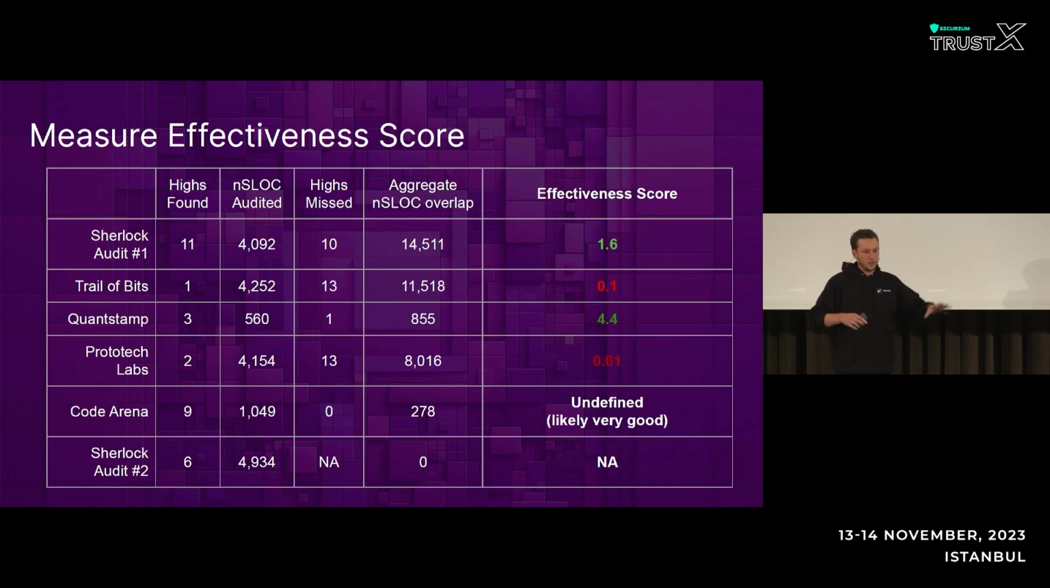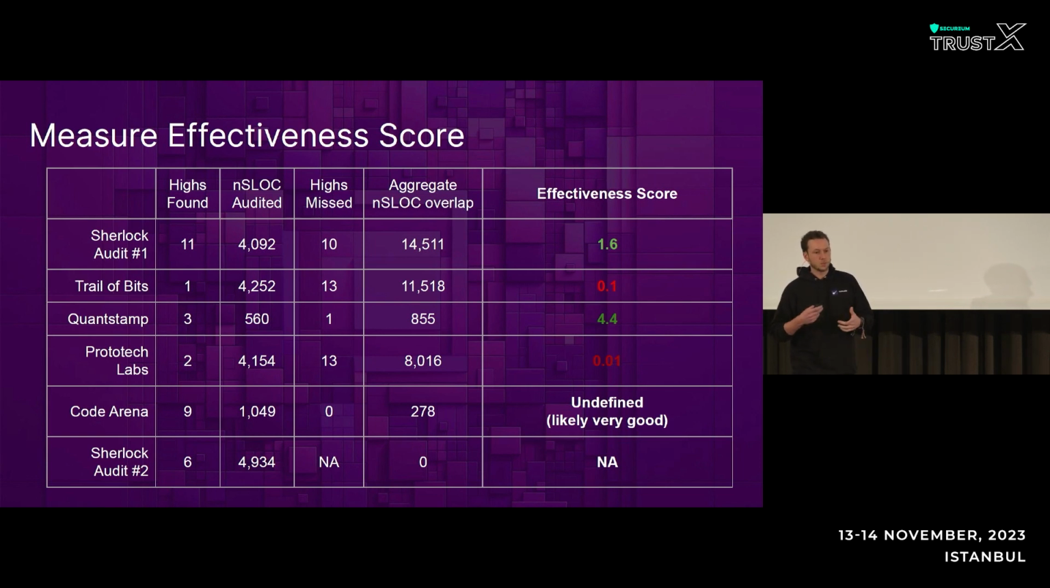Okay, and now this is what it looks like if we evaluate every single audit firm on this effectiveness score. And so you can see here Sherlock, we just talked about those numbers, the 11 highs, 4,000 NSLOC, 10 highs missed, aggregate overlap of about 14,500. Trail of Bits, 1 high found, 4,200 NSLOC audited, 13 highs missed, 11,500 NSLOC overlap.